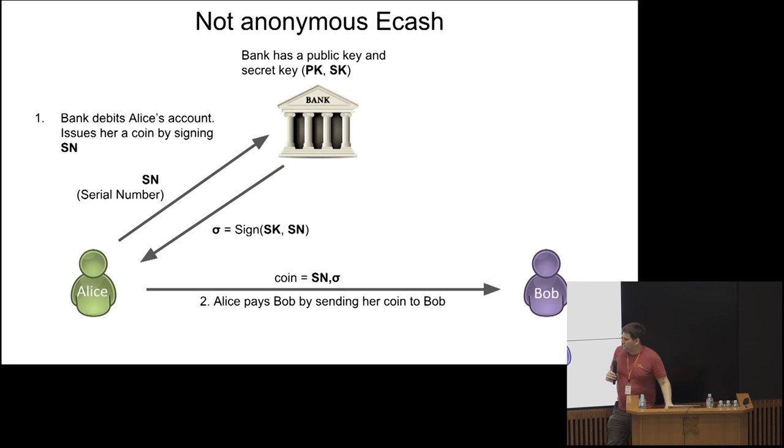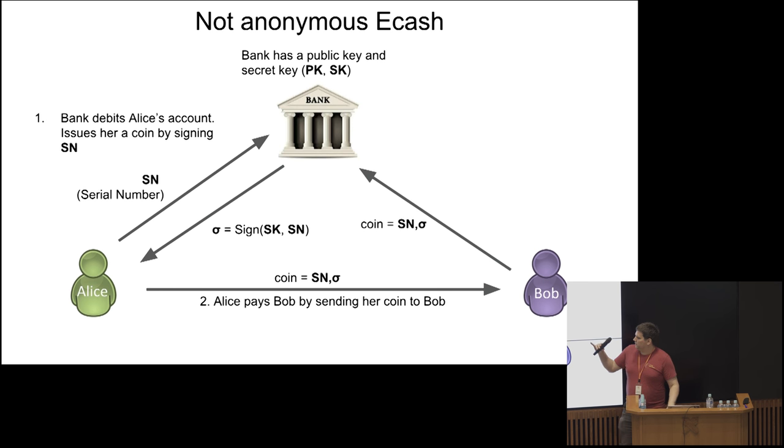Bob gets this, but there's a problem here. Bob doesn't know if Alice has sent this to someone else, right? Alice could send this to like 50 different people. So the bank is required to detect and prevent double spending.